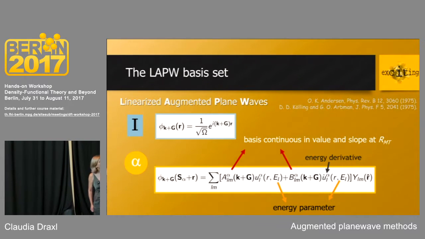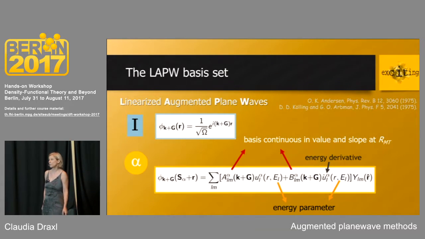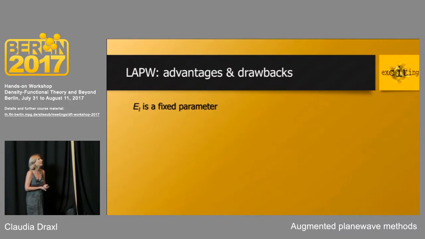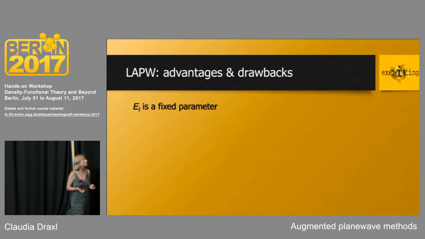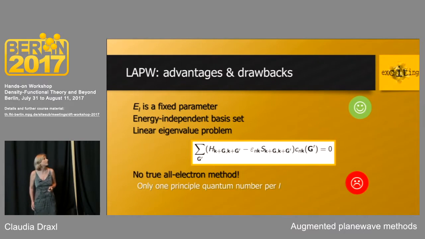But now we have two functions, so we have two of these coefficients here, and that means we not only make the basis functions continuous, but also the slope, so the first derivative, continuous. Okay? That's fine. This is, let's say, the classical LAPW method. Now, what are the advantages and the drawbacks? Energy is now a fixed parameter. This is good. So we have an energy-independent basis, and this means we can solve a linear eigenvalue problem. So we only have the eigenvalues here and not anymore in the Hamiltonian matrix.